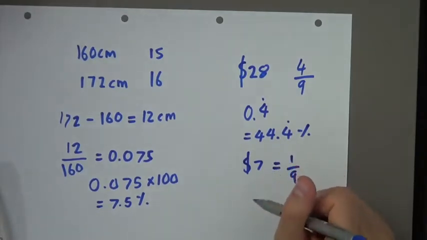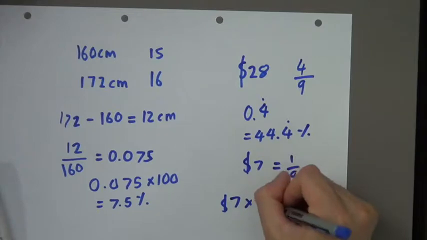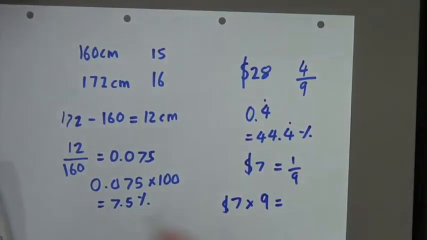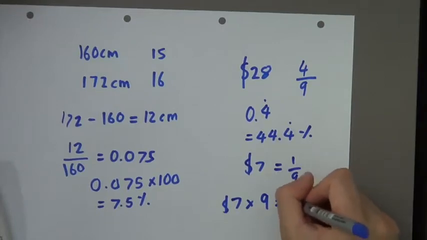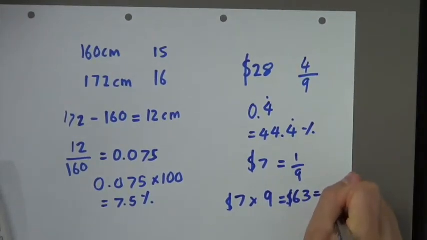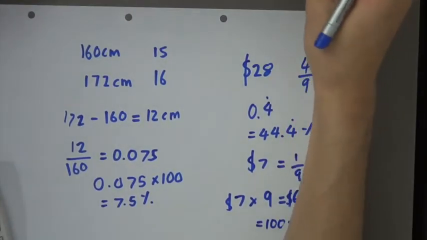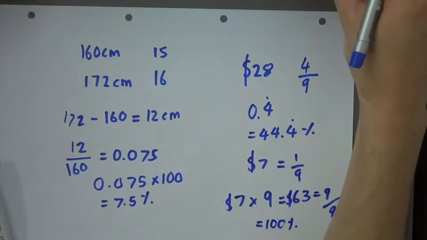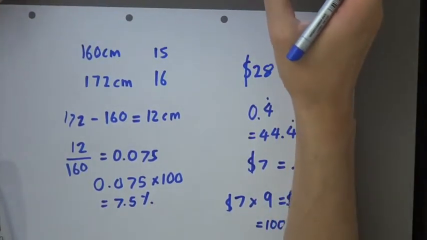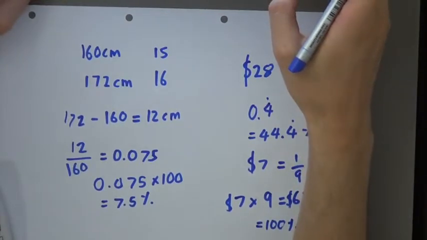Now if I multiply 7 by 9, that will give me 9 out of 9. Okay, and that's $63. So $63 is 9 out of 9, which is 100%. So the answer is $63 is his total allowance. Right, next question. It says, write down a common multiple of 6 and 8.